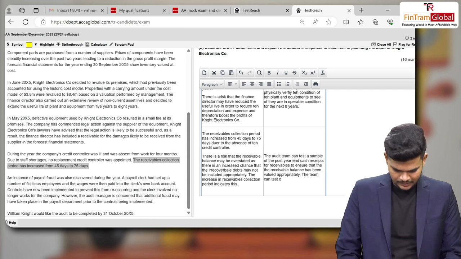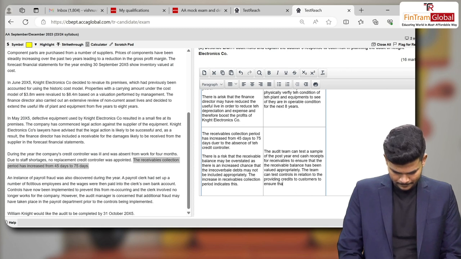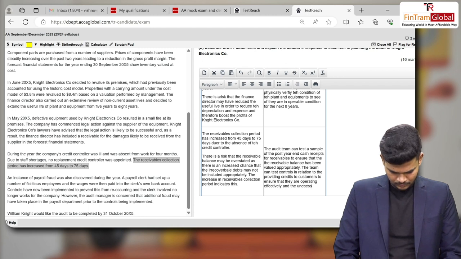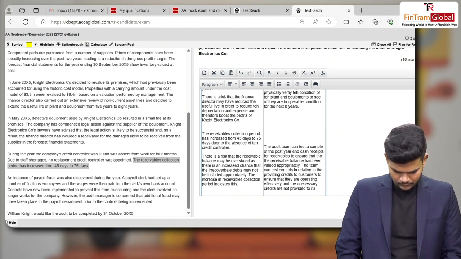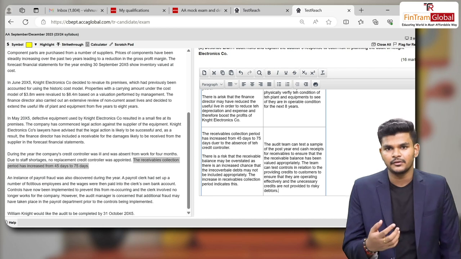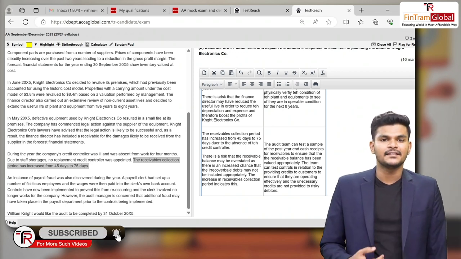the team can test controls in relation to providing credits to customers to ensure that they are operating effectively and unnecessary credits are not provided to risky debtors. Since there's an absence of a credit controller, are the controls still operating effectively when issuing credits to a new customer and stuff like that? So that's something they can have a look at.